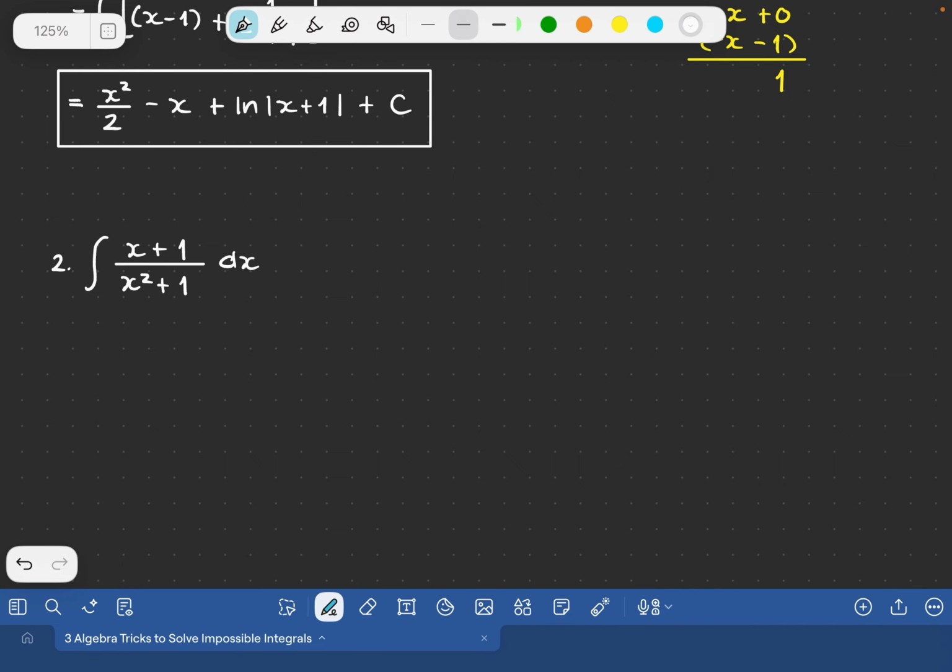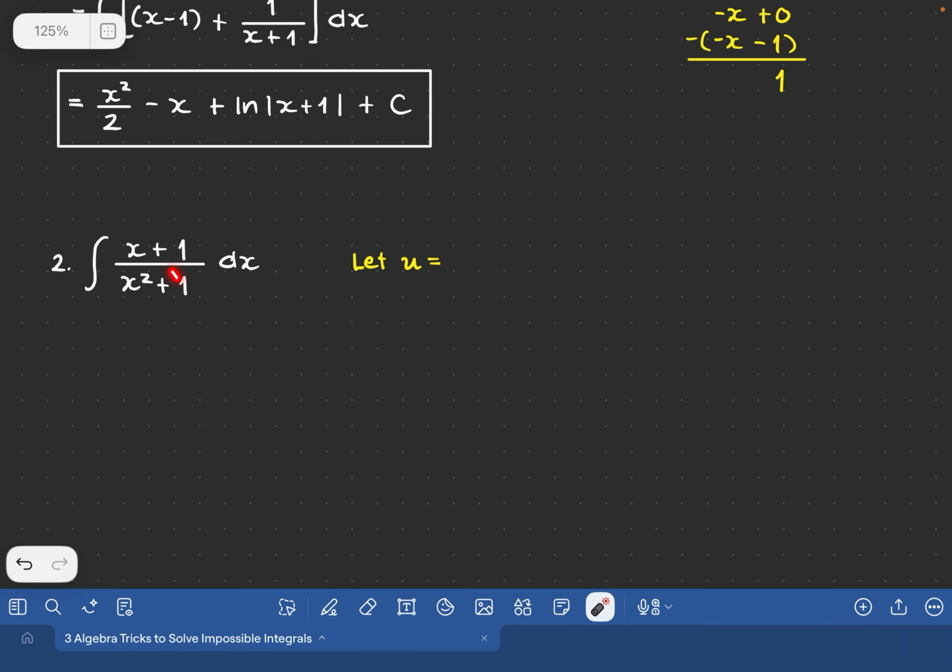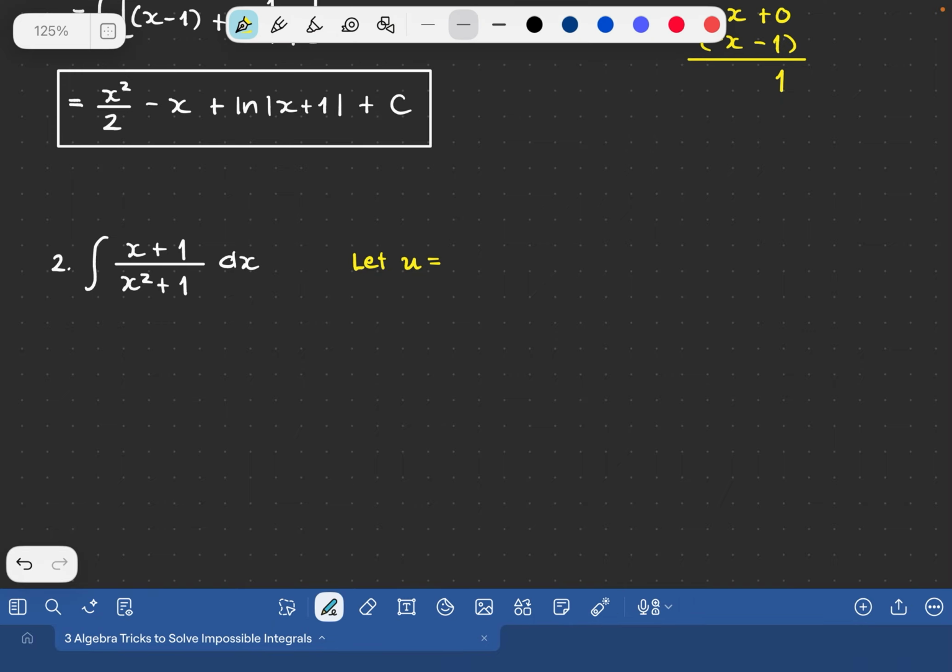So let's try to let u be equal to, the most natural substitution here is probably the denominator x squared plus 1, because when you differentiate that one, you'll lower the degree, and we might hope to cancel this one out. So let u be equal to x squared plus 1. If u is equal to x squared plus 1, du is equal to 2x dx.